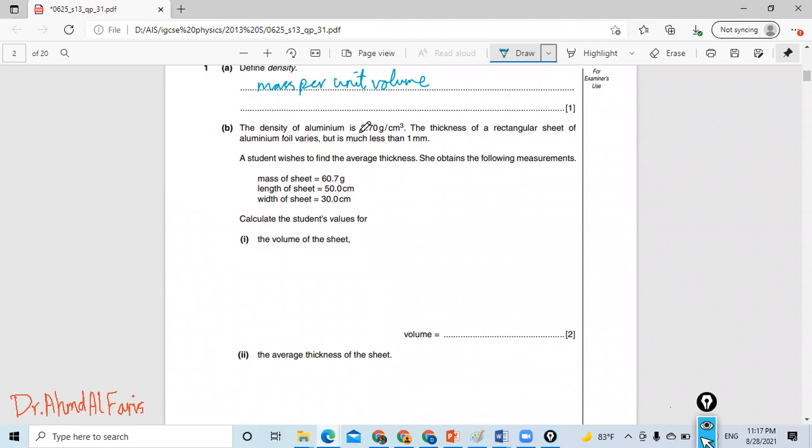The density of aluminum is given. The thickness of a rectangular sheet of aluminum foil varies, but it's much less than 1 millimeter. So we don't know the exact dimension, but it's much smaller than 1 millimeter. Then they say a student wants to find the average thickness. She obtained the following measurements: the mass, the length, and the width of this aluminum sheet, and she did some calculations.